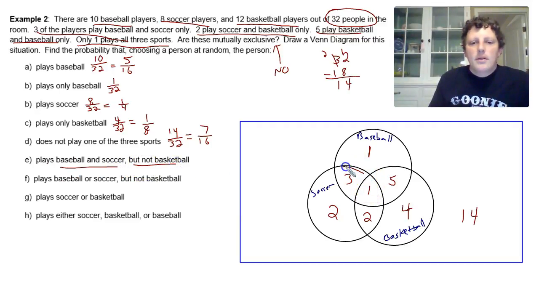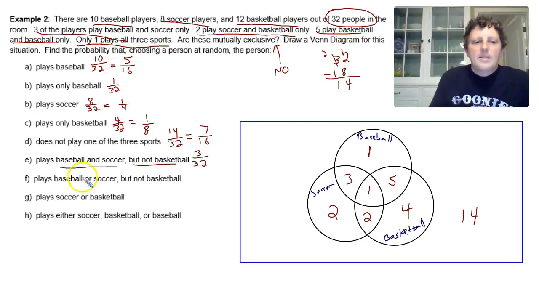All right, played baseball and soccer, but not basketball. Baseball and soccer, but not basketball. So that's this 3 right here. That 3 right there. So 3 out of 32 does not reduce.